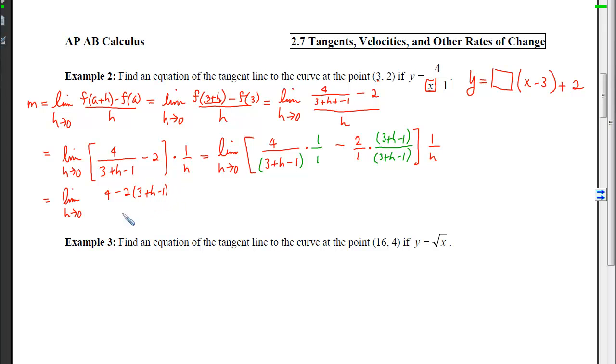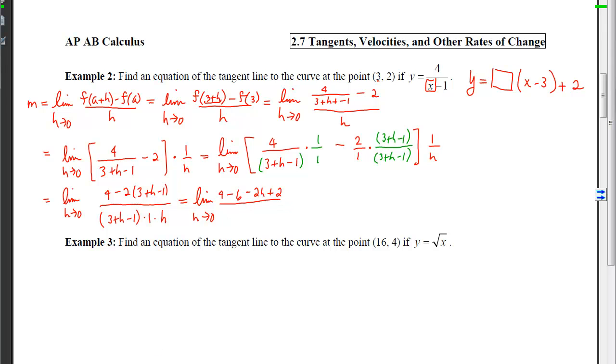And then on the denominator, I'm going to have the 3 plus the h minus the 1, and the 1, and the h. Still, h going to 0 is going to put a 0 on the bottom, which is problematic. So we're hoping that with our good algebra, we were able to create a factor of h on the top. If I look here, I have a 4 minus a 6 minus a 2h plus a 2. We'll notice that the 4 plus the 2 is a 6 minus the 6.